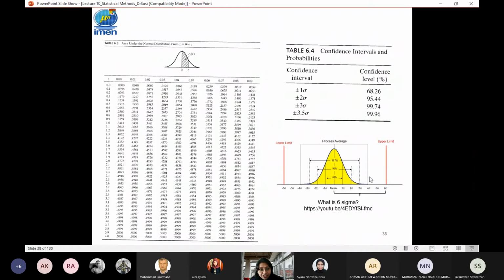That means when you manufacture anything in an industry, you try to make sure all your yield and your output are within 6 sigma. This is your upper limit and your lower limit. So there is a very, very small chance of error occurring.